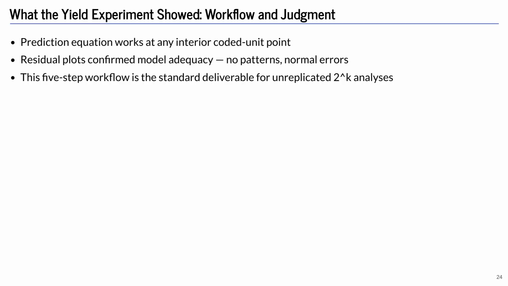The residual plots confirmed model adequacy: no patterns, no trends, no violations of the constant variance or normality assumptions. This 5-step workflow, graphical selection, pooling, F-testing, prediction equation, residual diagnostics, is the standard deliverable for unreplicated 2-to-the-k analyses. It is what a practitioner hands to a client or a decision maker. Now let us practice it on a second experiment.